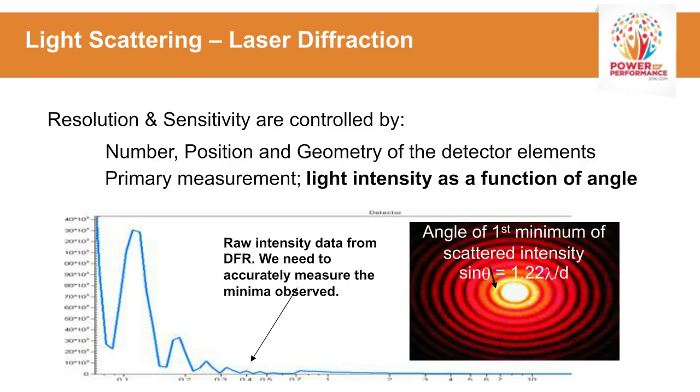We can make these measurements because of the high number of detectors and the fact that we read these detectors simultaneously for the same particles. So we can make a very accurate measurement here, because as I said earlier, you have two things: light intensity as a function of angle. The better you position these things and measure these things, the more accurate and precise your data is going to be.